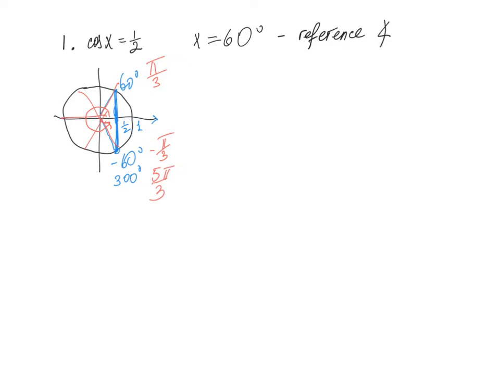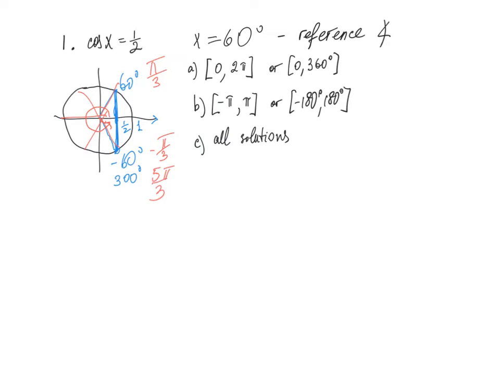So let's solve this problem using many different requirements. Okay, so let's look at the first case. We just want solutions from 0 to 360 or from 0 to 2 pi. We already said that our answers in degrees will be 60 degrees and 300. We can put those braces, it's a set notation. Or if we are in radians, we will say pi over 3 or 5 pi over 3.